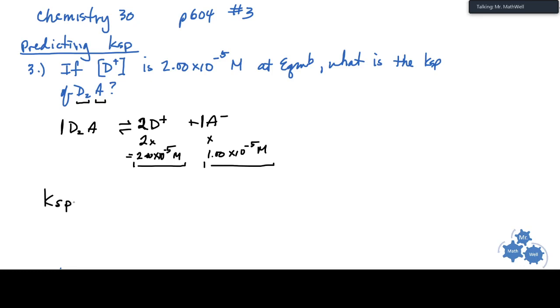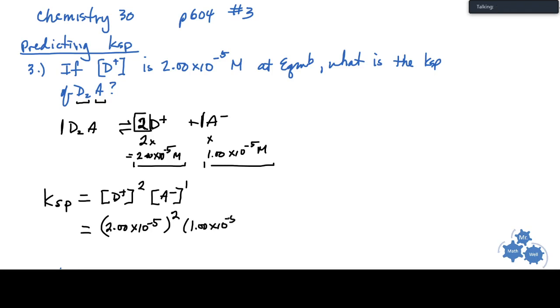So the Ksp is given by the product of the concentrations. Now we have to set it up appropriately. Remember, I have this 2 here, so the concentration of D+ has to be squared, right? And the concentration of A-, because it just has a 1 as a coefficient, is just to the power of 1. So the Ksp comes from (2.00 × 10^-5) squared times 1.00 × 10^-5.